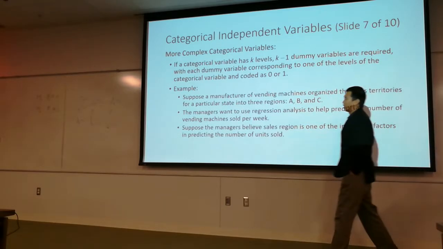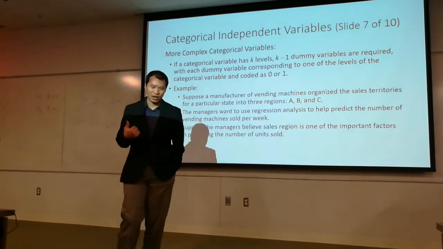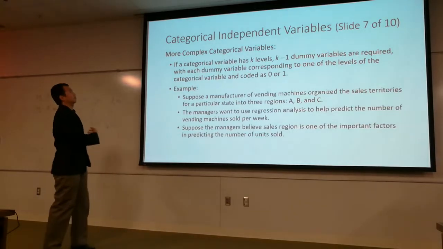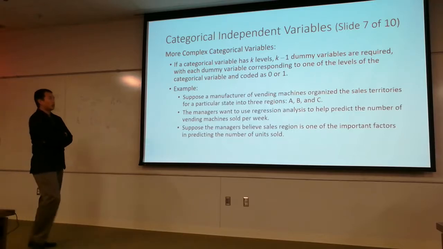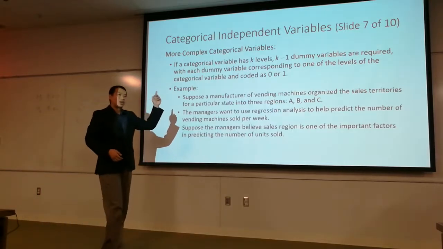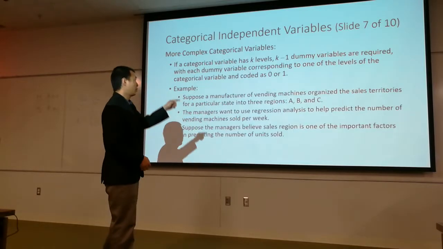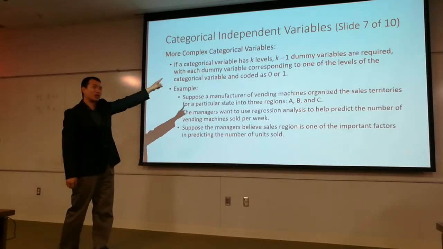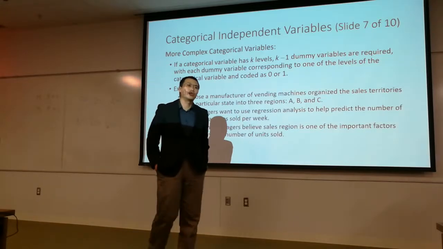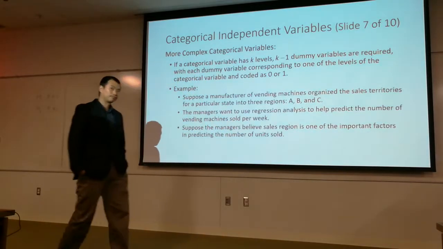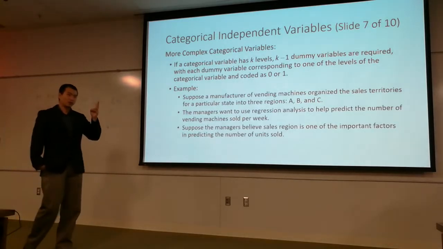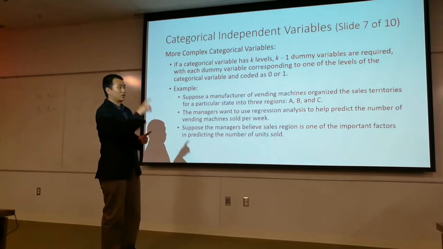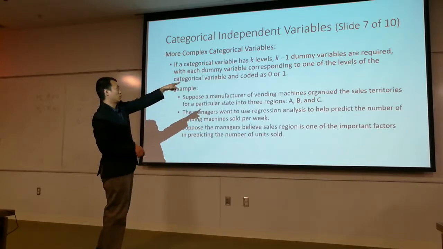Now more complex categorical values. The previous categorical variable only has 2 levels. What if we have 3 levels or more than 3 levels? How do we model that? Depending on how many levels we have for the categorical variable, if the categorical variable has k levels, we need to introduce k minus 1 dummy variables. In the previous case we had 2 levels, so k is equal to 2, and we introduced only one dummy variable, which is x3. But if we have k, we need to use k minus 1.